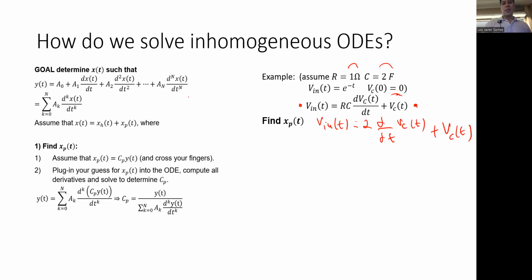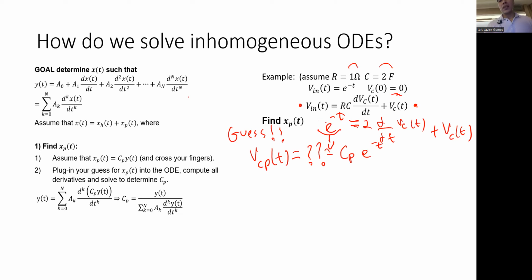Vc particular of t is equal to... Does anyone know what I should set Vc particular to? Oh, and they told us that Vin of t is e to the negative t, sorry. So e to the negative t. So what should I set it to? Yeah, so we're basically going to guess. There is no logic to this, we're guessing. We're just going to guess that it's going to be a constant, which we don't know at this point, times e to the negative t.